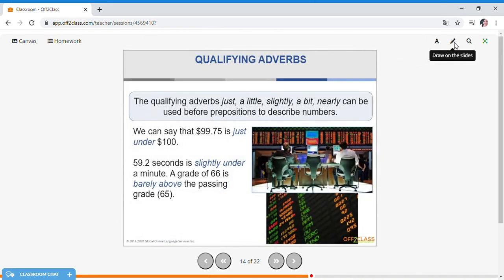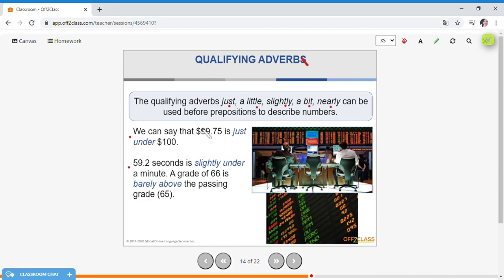Okay, now let's continue with qualifying adverbs. The qualifying adverbs you have in here: just, a little, slightly, a bit, nearly, can be used before prepositions to describe numbers. Okay, I think that you already know the meaning of these words, but let's give a quick check.